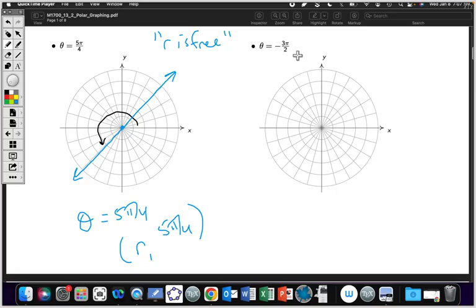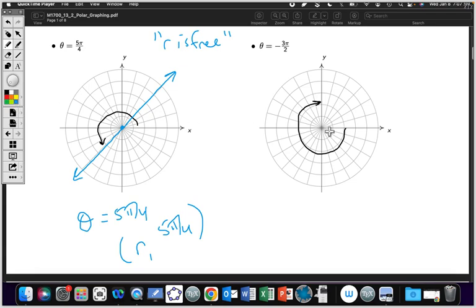Theta equals negative 3 pi over 2, same kind of thing. We're specifying the rotation here. Negative 3 pi over 2 means we start from the positive x-axis and rotate clockwise 3 pi over 2. So that would be getting us set up along the positive y-axis.